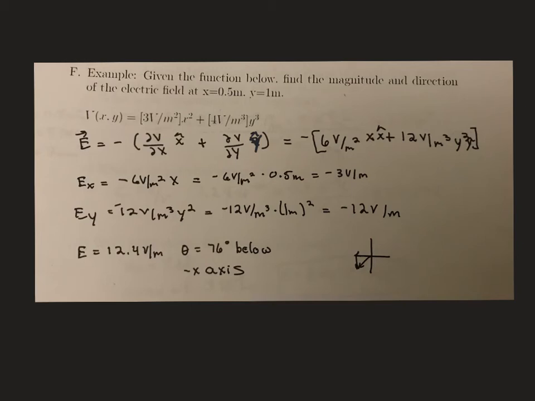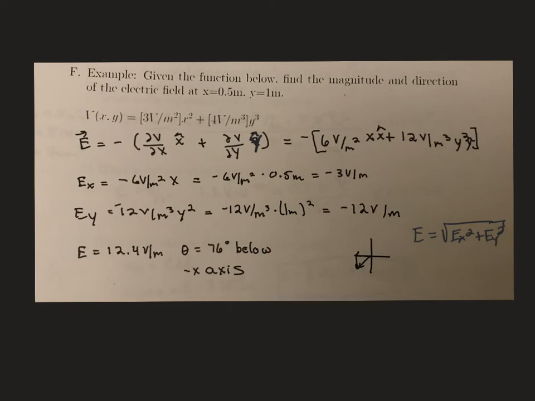I can then use Pythagorean's theorem, so the idea that the electric field, the magnitude of it, is going to equal the square root of our x term squared plus our y term squared. So that is how I am going to get the 12.4 here, is I took negative 3 squared plus a negative 12 squared and then took the square root, and that gave me 12.4.